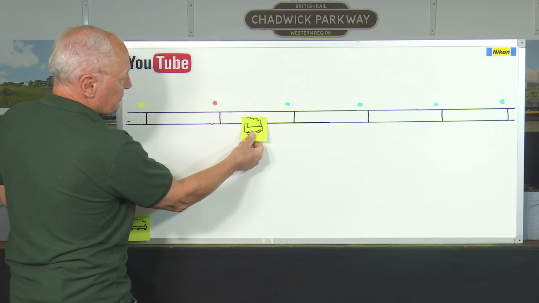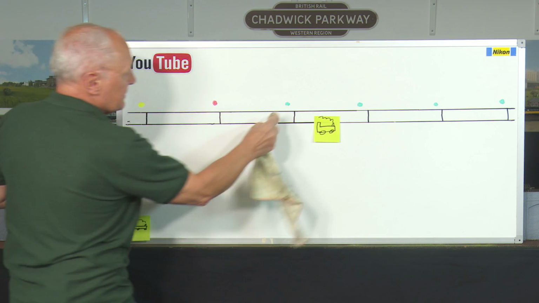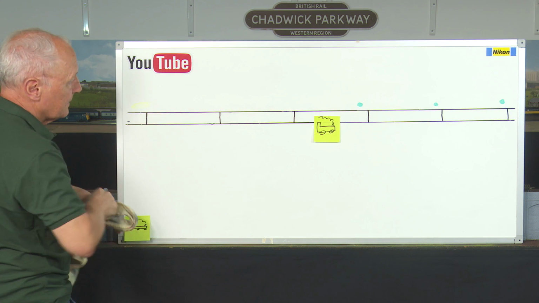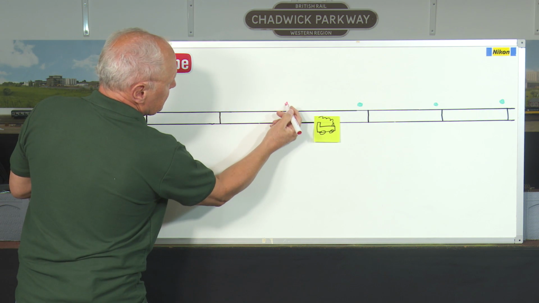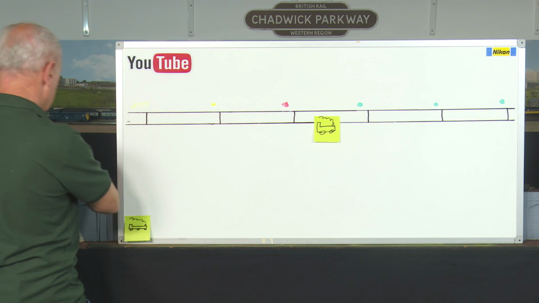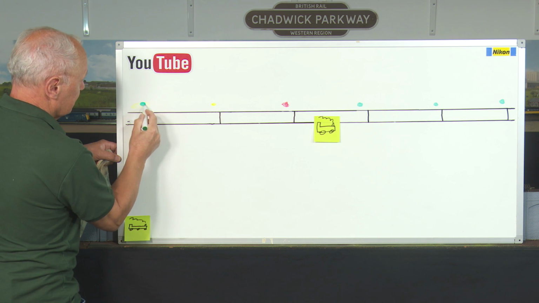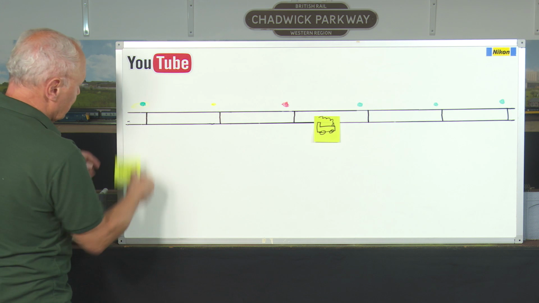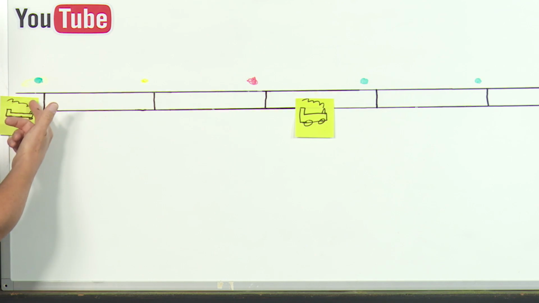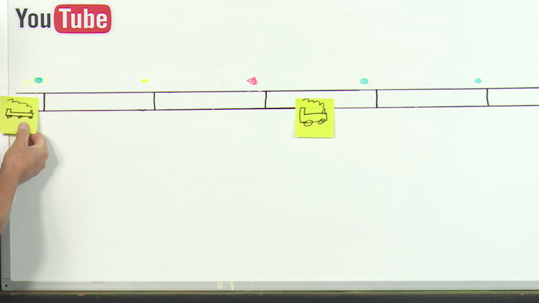The train then progresses further, and naturally these colours will change once more. So this block becomes red, this one yellow, and this one green. And along comes another train. It can see by the green signal that this block is naturally vacant, so it will progress into this block.